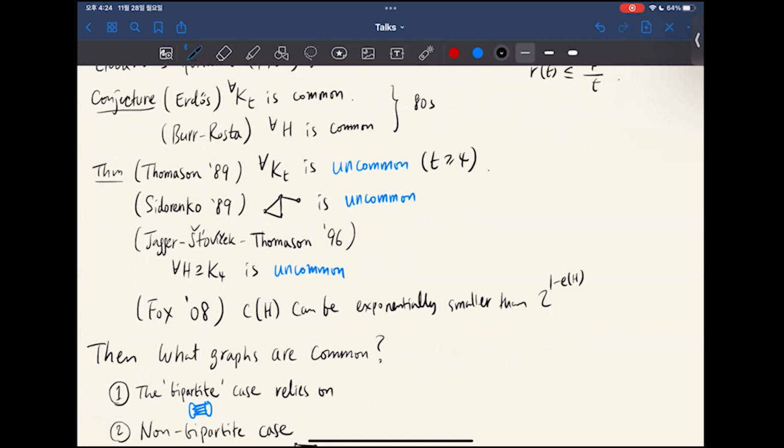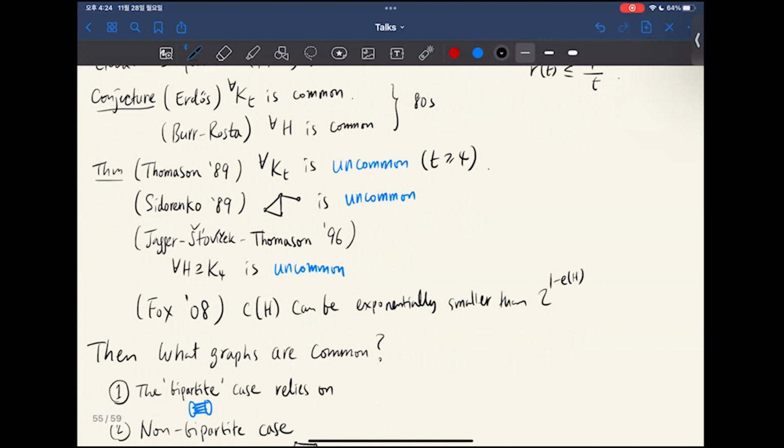So then you might wonder, if the common graphs are so rare, then what graphs are actually common? Well, there are many examples.